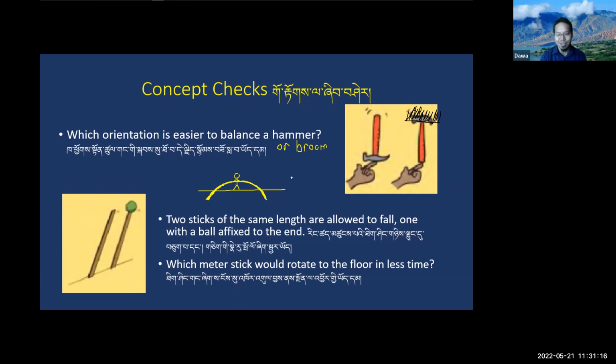If you use the same logic as before, because of the massive object at the tip, like the hammer, that's why it has more inertia. And then I think the one without the ball will rotate to the floor in less time. Indeed, that is the exact explanation. Yes.